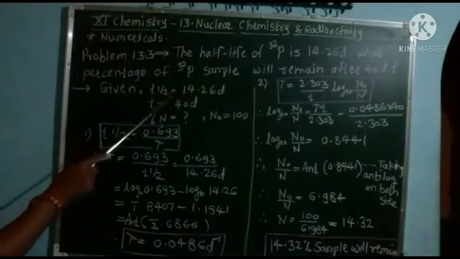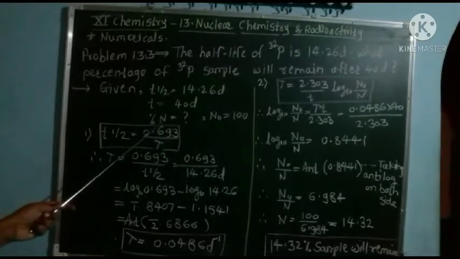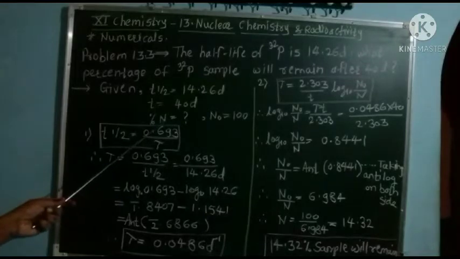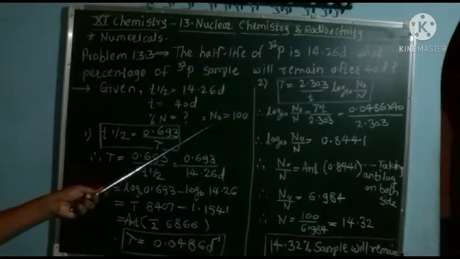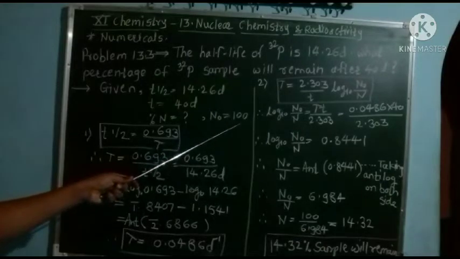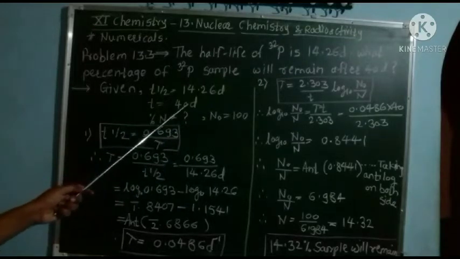What percentage of sample will remain? Sample will remain, that means we have to find the N. We know that N0 is the initial concentration or initial number of nuclei, and whatever number of nuclei will be left at a given instant is denoted by N. We have to calculate that N in percentage. Therefore we will consider the initial number of nuclei N0 as 100. After 40 days, that means time is given, that is 40 days.